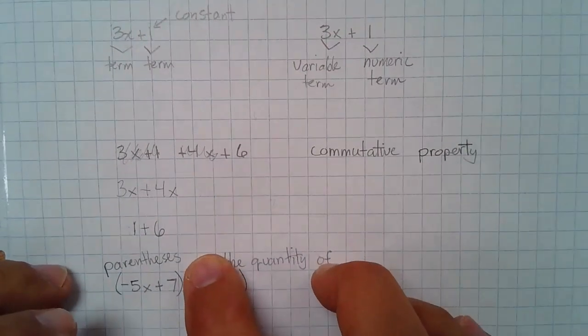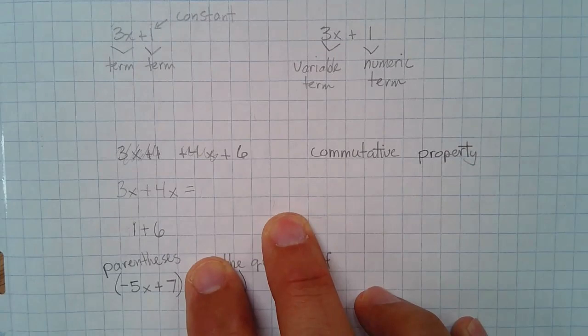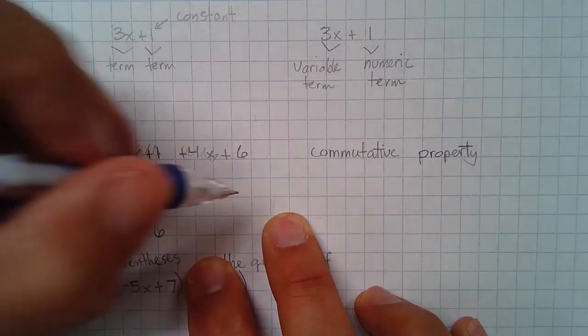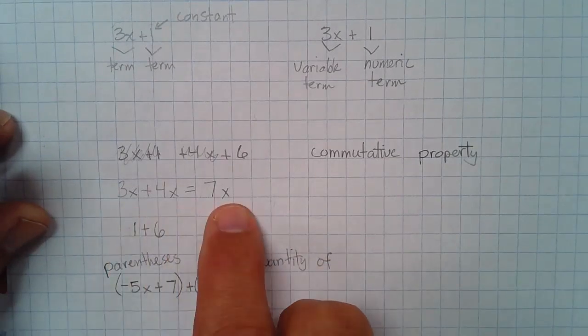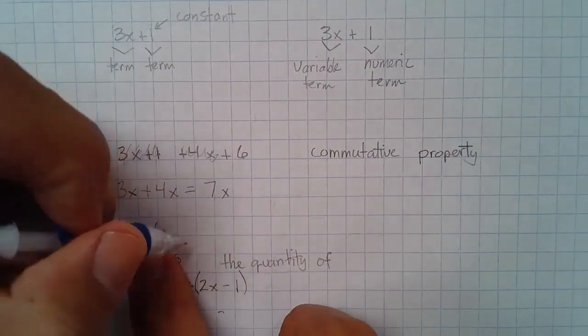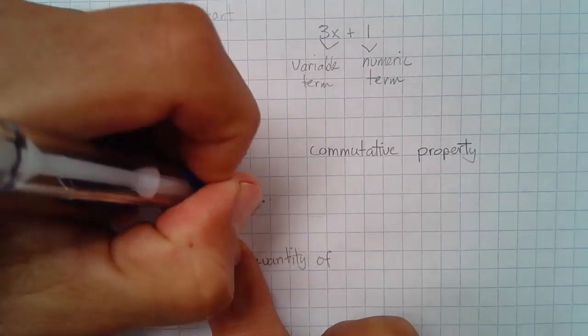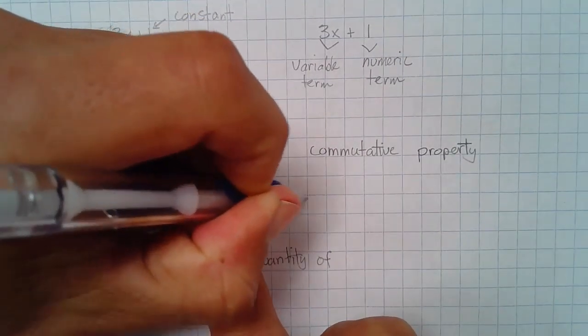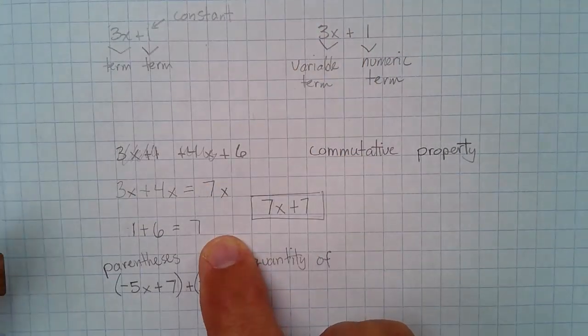Okay. Now I'm going to simplify this expression. 3x plus 4x is 7x. All right, that's pretty easy. And 1 plus 6 is 7. So the simplified version of this is 7x plus 7. This is what it means to simplify the variable expression.